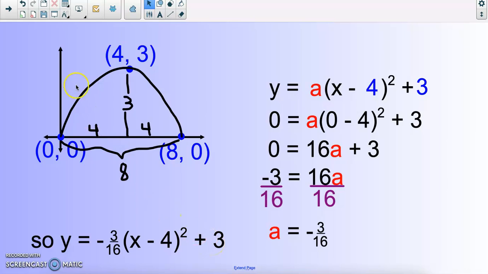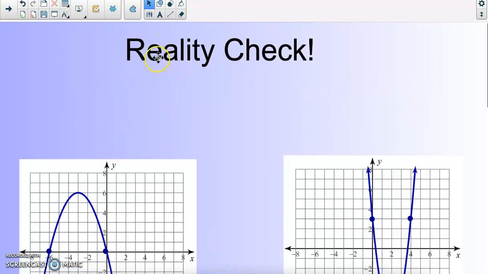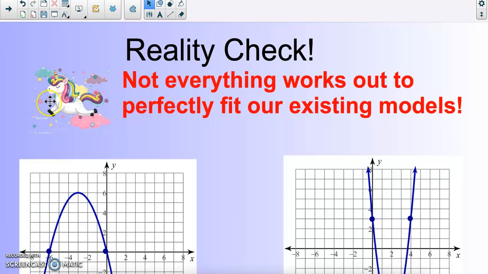And this takes us to this whole thing where I've been giving you these sterilized parabolas to write equations of, where the value of your scalar is easily found by using our graphing technique. But that's not always the case. If we do our little reality check here, we don't live in this rainbow unicorn world where everything works out perfectly to fit our existing models. Sometimes those scalars are just not easy to see.